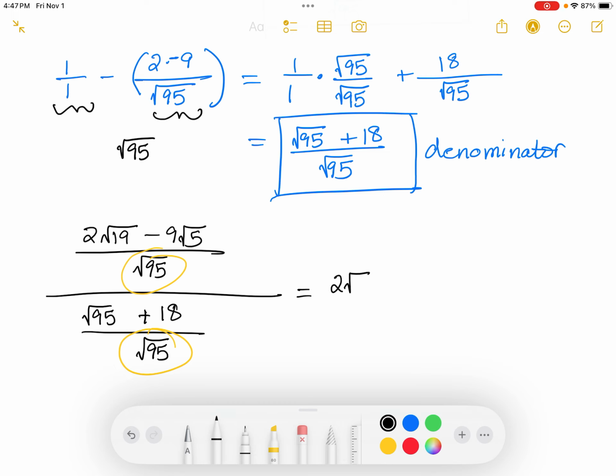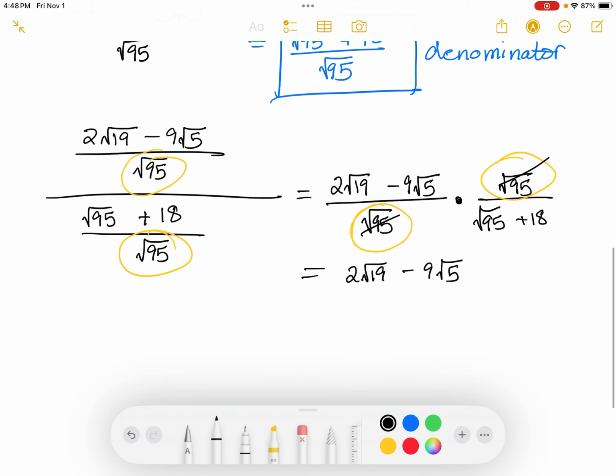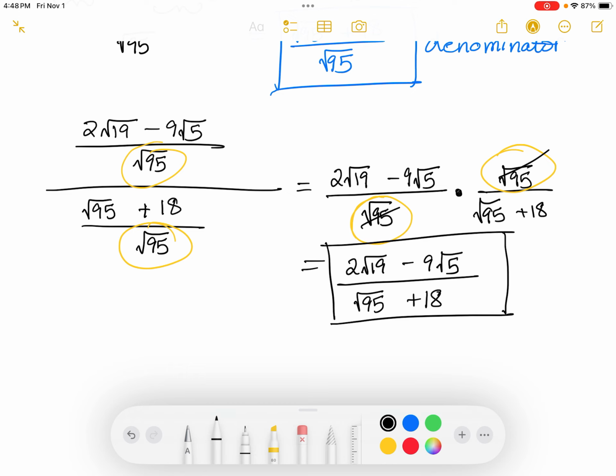So what that looks like is 2 square root of 19 minus 9 square root of 5 divided by square root of 95. And I'm going to multiply by the reciprocal. And as you can see, here we have the square root of 95 divided by the square root of 95, which of course is just 1. So these cancel out. And I'm left with 2 square root of 19 minus 9 square root of 5 over square root of 95 plus 18. So I think this is a lot prettier.